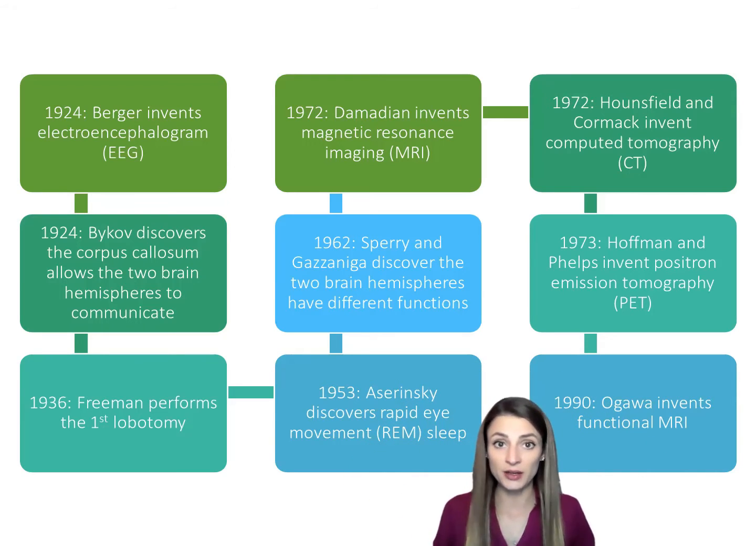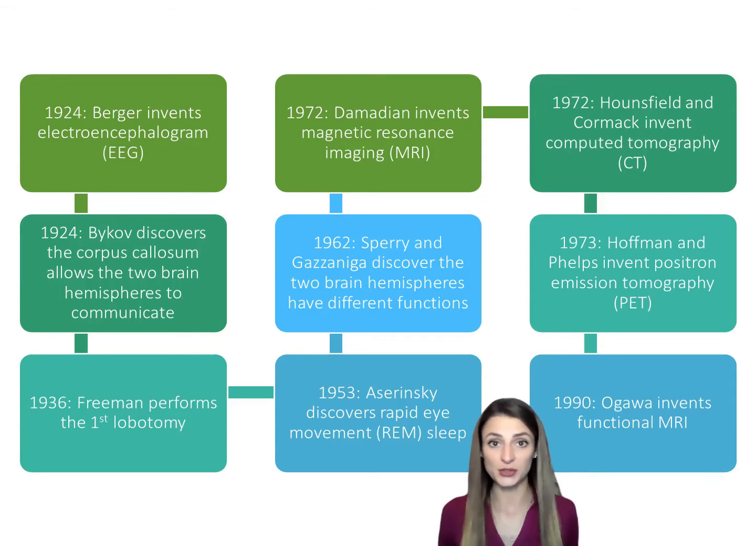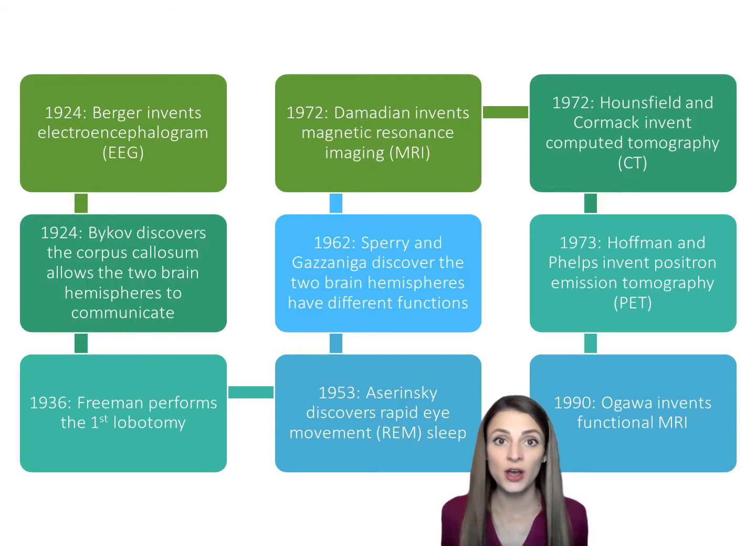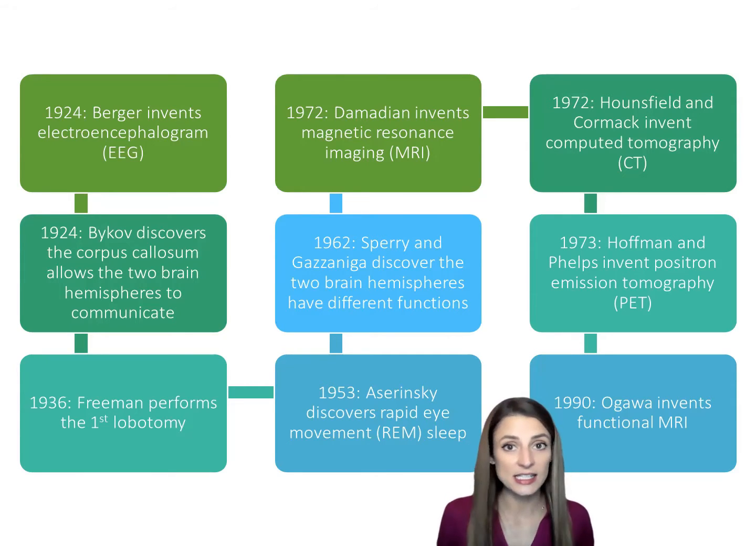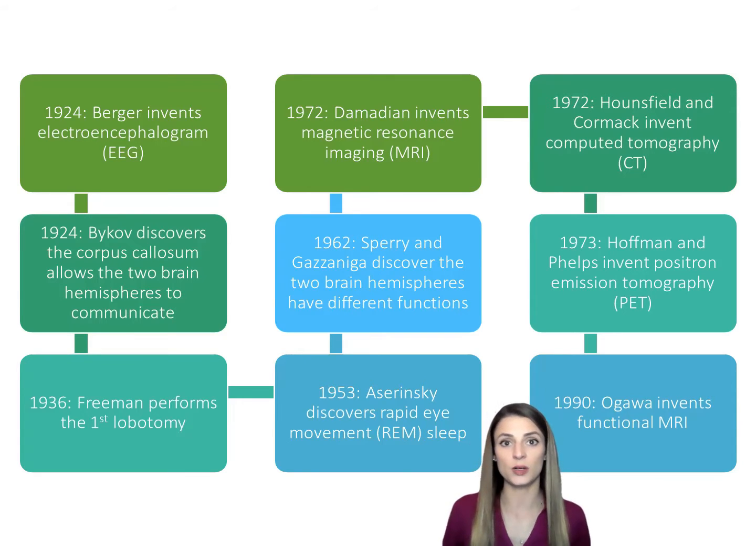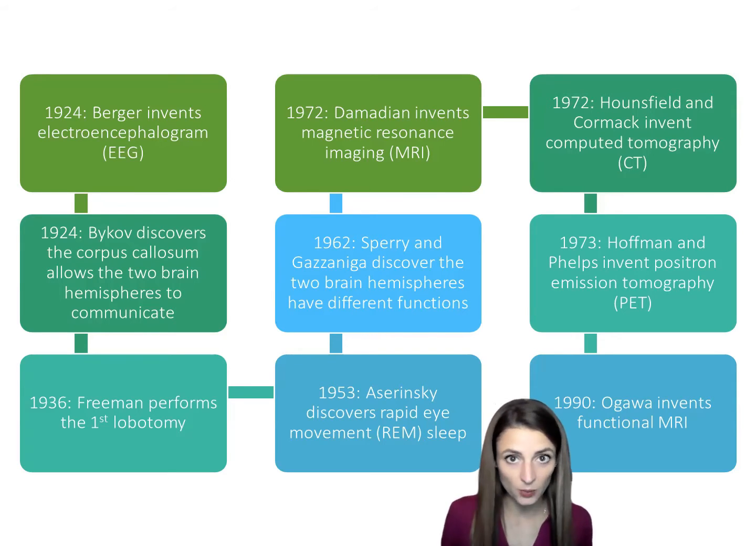In 1936, Freeman conducted the first human lobotomy. We learned about him in last week's lecture. In 1953, rapid eye movement was discovered, the notion that during different stages of sleep, the brain activities associated with that stage vary. Then it was discovered in 1962 that the two brain hemispheres are responsible for different functions of the human. In 1972, magnetic resonance imaging, the MRI, was discovered. Later that year, the CT scan, the computed tomography scan, was invented. The year after that, the PET scan, positron emission tomography, was invented.